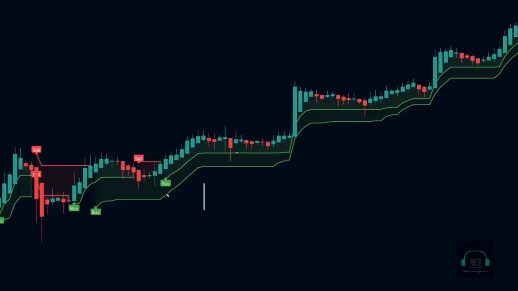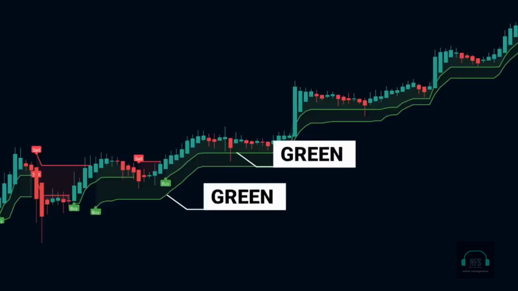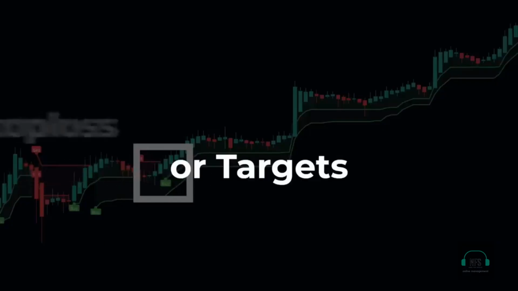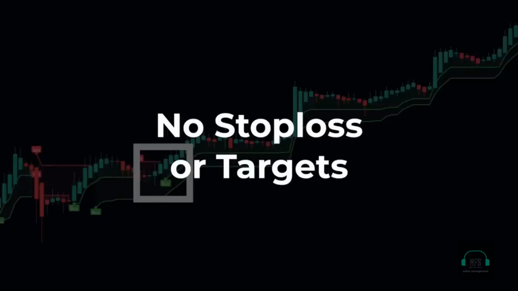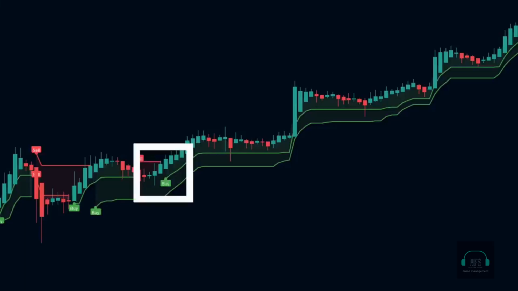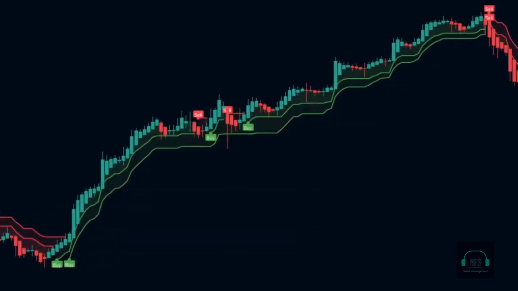The rules for buying are that we want to see both the SuperTrend indicators turn green. That's it. Just one rule. When both the SuperTrends turn green, we buy at the close of that candle. There is no stop loss or target in this strategy. We will exit when both the SuperTrends turn red. Let's look at a trade example.